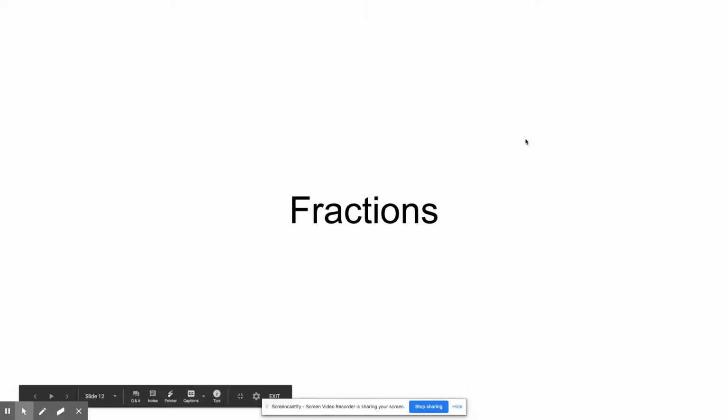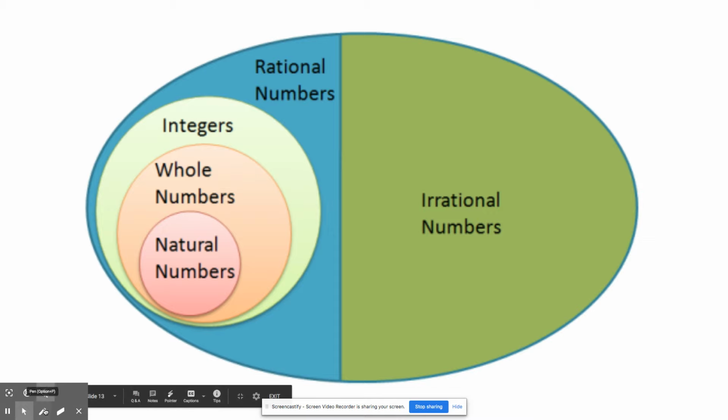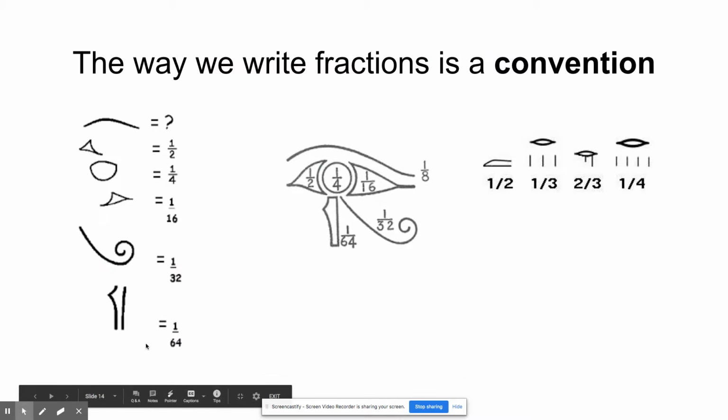Fractions. So that's what we're going to learn about today. Last year, we learned about all the different types of numbers. Fractions live in this rational numbers bubble. So rational, meaning ratio. So every fraction can be written as a ratio, where you have a number on the top and a number on the bottom.